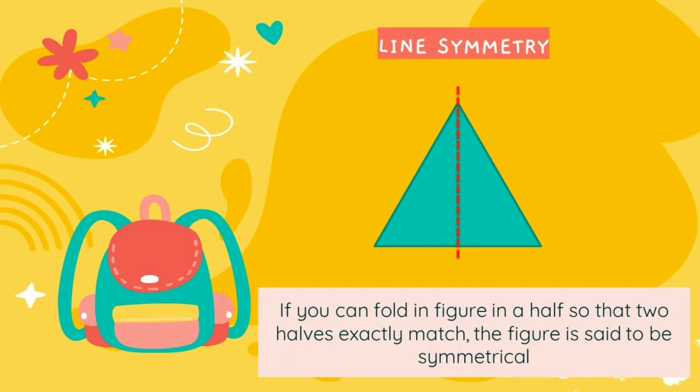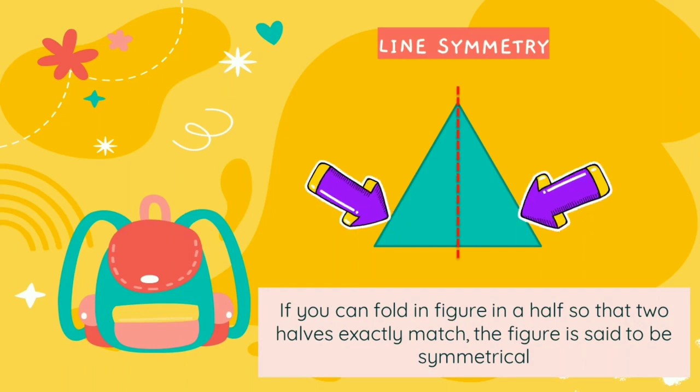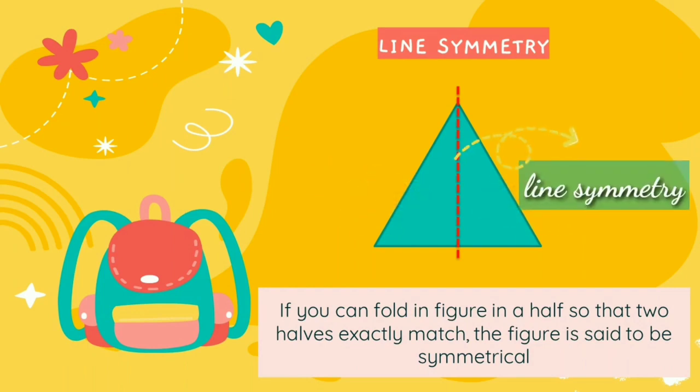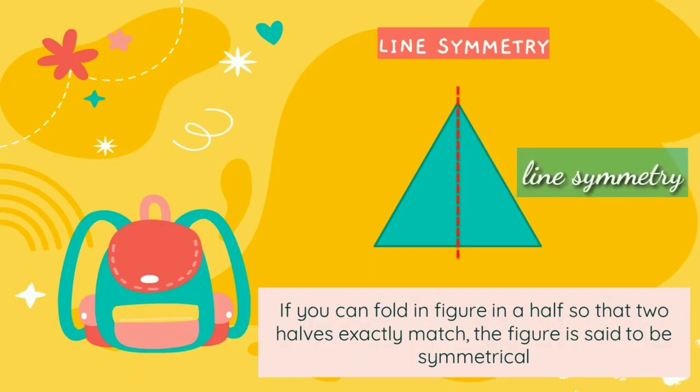If you can fold the figure in half so that the two halves exactly match, the figure is said to be symmetrical. Remember that the left side and the right side must be the same, equal size. And the line that divides the shape is called the line of symmetry.